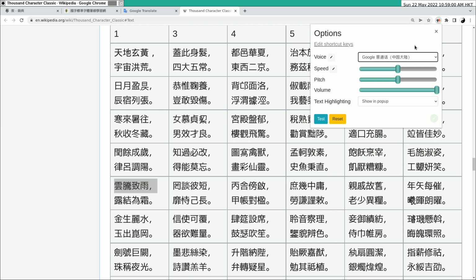Or the Mandarin, there's a Mandarin in mainland China, and the Mandarin in Taiwan. It's similar, but with some subtle difference.